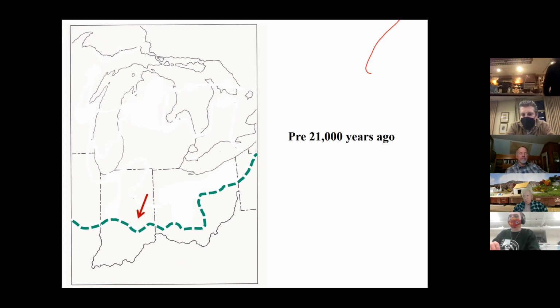Sue had a question in the chat. She asked, what's the relationship between the glaciers and the good soil in southeastern Michigan, so like east and south of East Lansing, if there is one?